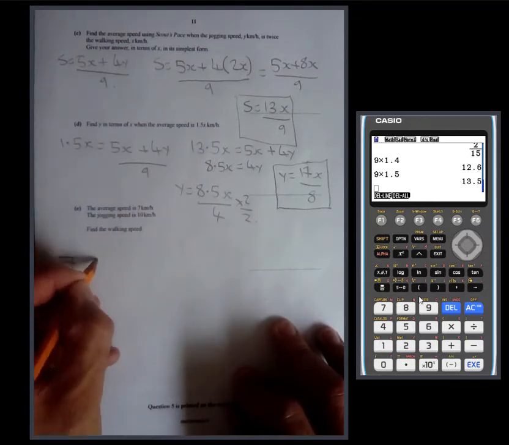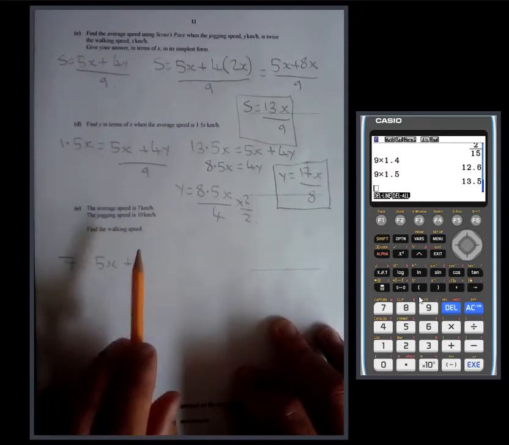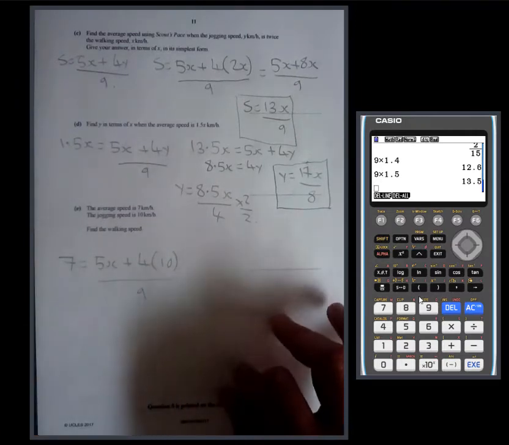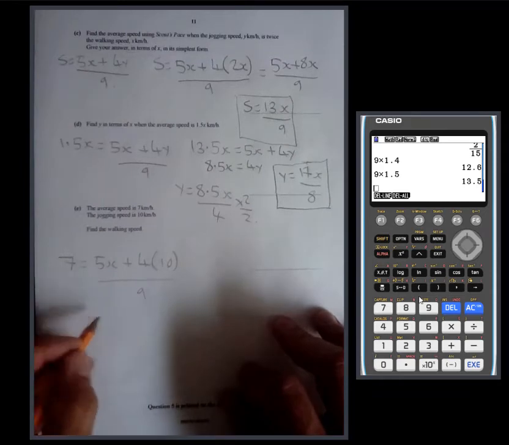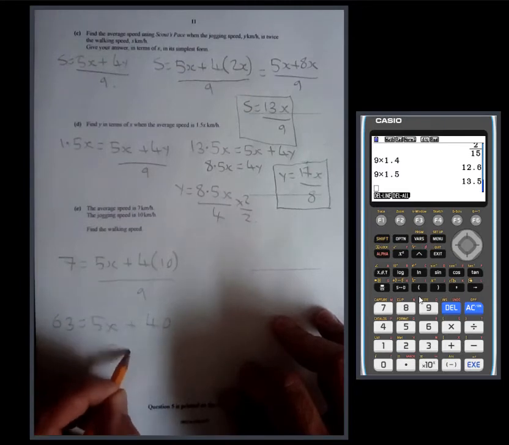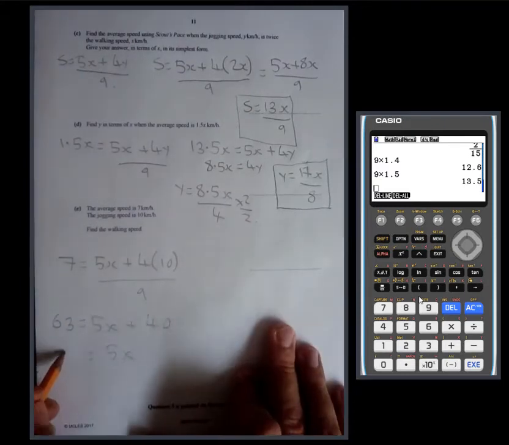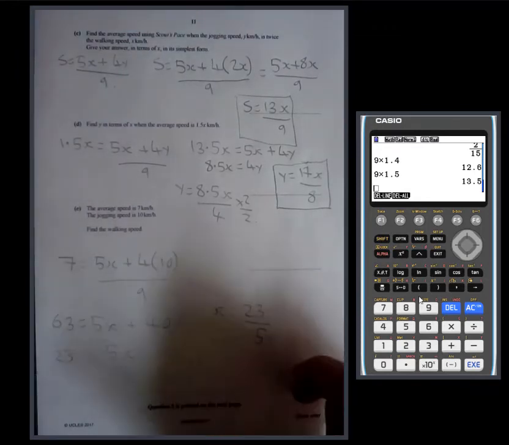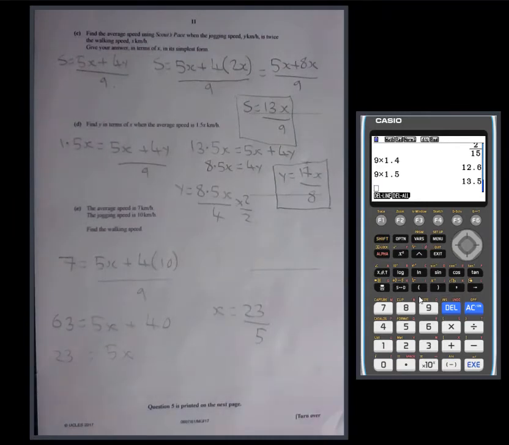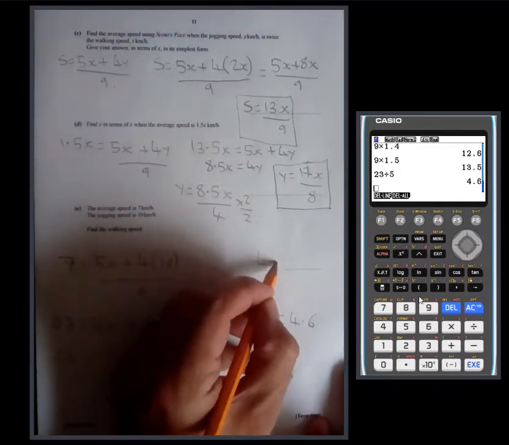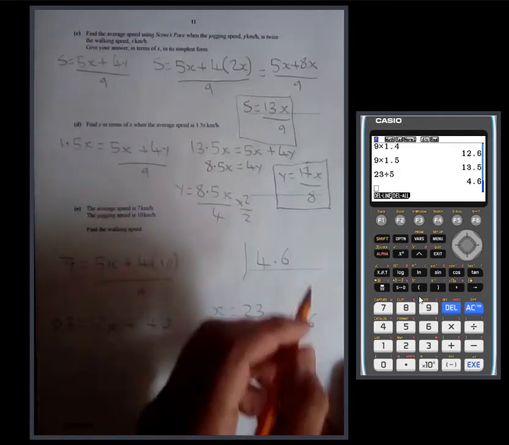So 7 equals 5x plus 4y, 4 times 10, over 9, just like that. Multiply through by 9: 7 9s are 63, so 63 equals 5x plus 40. 5x must equal 63 take away 40, which is 23. x must equal 23 over 5. You can go to your calculator or you can say it's 46 over 10, but it should give you an answer of 4.6. So x equals 4.6 kilometers an hour.